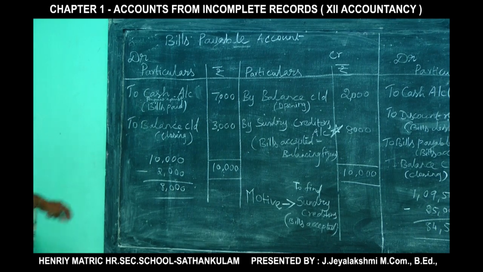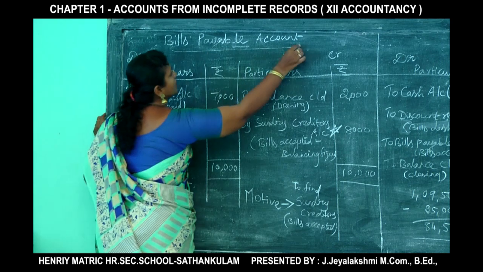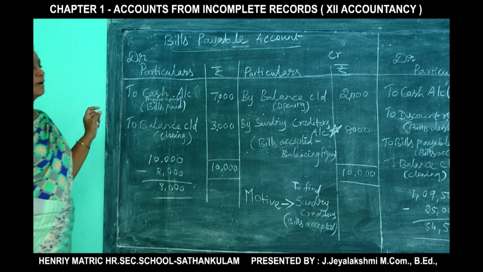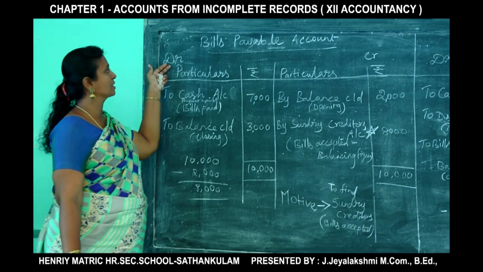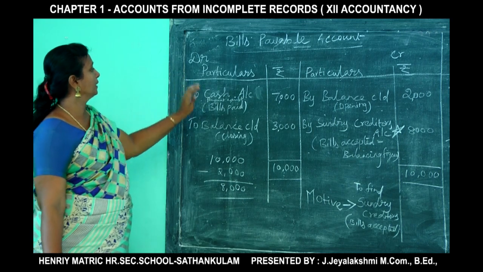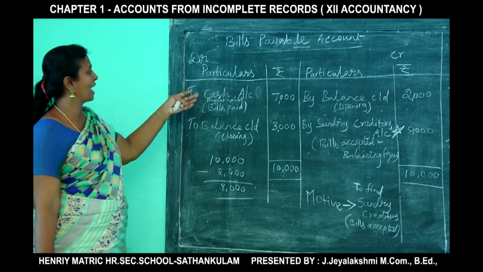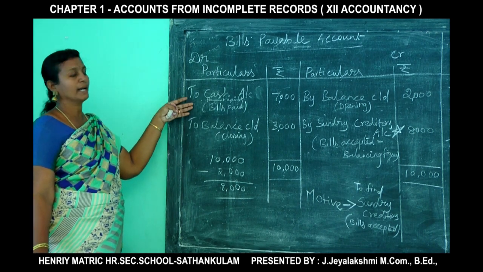Okay. So here, next we have to calculate the bills payable account. We are ready to prepare the bills payable account. We follow the same procedure, debit and credit. We should recall our format. Then what do we have to take? First one, to cash account. Which amount is taken? Payment against bills paid.